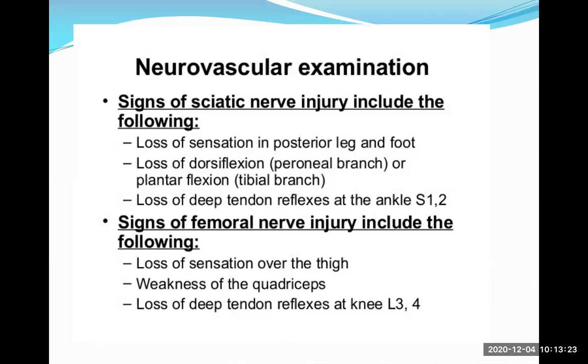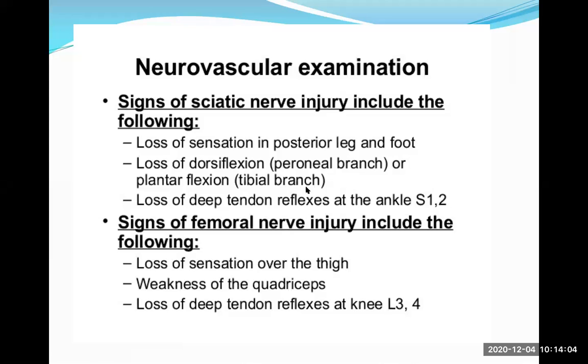Now, just now I told you we have to do this neurovascular examination all the time in any serious type of fracture or dislocation. So how to do that? These are the signs of sciatic nerve injury, and these include loss of sensation in posterior leg and foot, loss of dorsiflexion. If common peroneal nerve is damaged, we cannot dorsiflex the ankle. And if tibial nerve is damaged, we cannot plantar flex the ankle. Okay, never forget this.